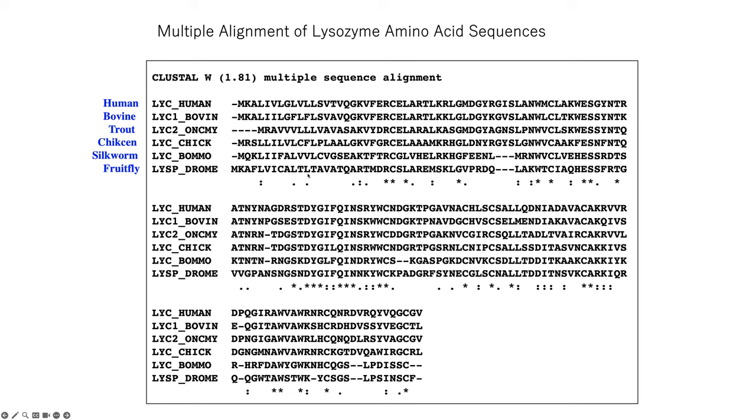But considering the side chain structure, phenylalanine is different from leucine because this one has an aromatic ring. Therefore, the dot is used to indicate this weaker conservation.